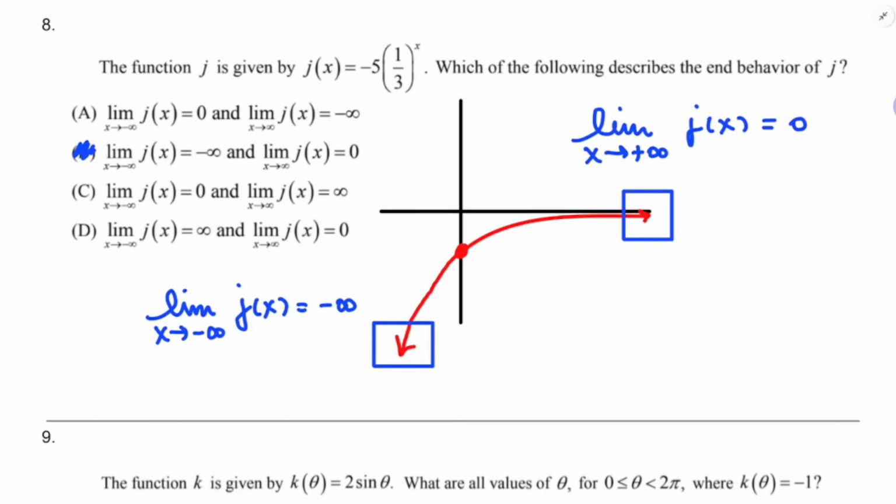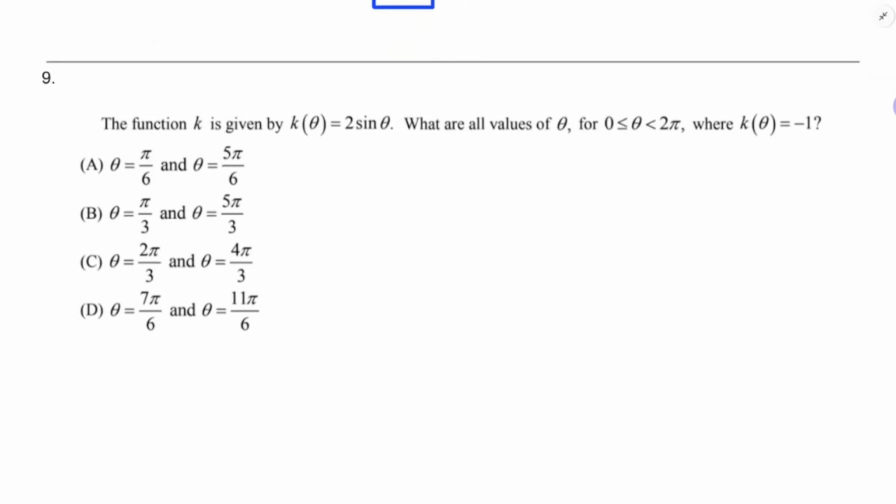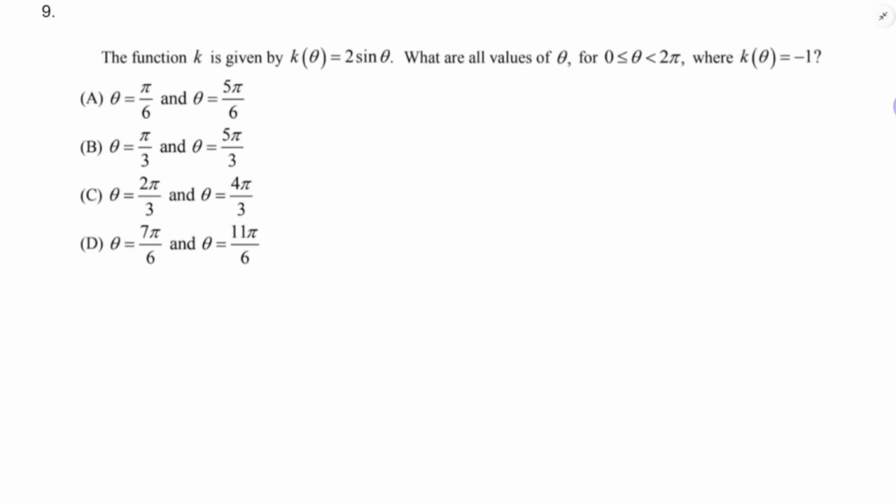Okay, there we go. Now, function k is given by k of theta is 2 sine theta. What are all values of theta between 0 and 2 pi, where k of theta equals -1? Okay, we'll solve a trig equation. We've done that somewhat recently. 2 sine of theta equals -1. Honestly, this is best case scenario for us. This is one that I think we probably did pretty good on. So -1 divided by 2.